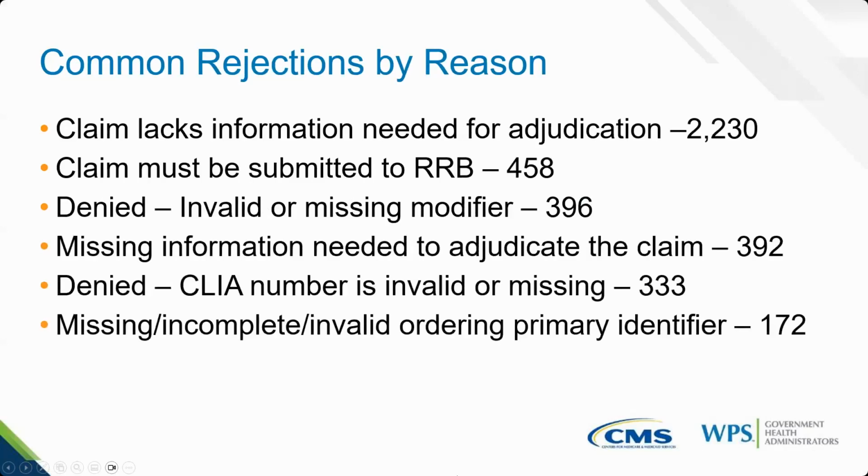All right, so here then are listed the common rejections by reason code. What I'm talking about is that reason code that prints out on the remittance advice. There are numbers that you will see after each of the listed common rejections by reason, and this is the number of claims that rejected. We're talking about rejections now, or those claims that are called unprocessable.